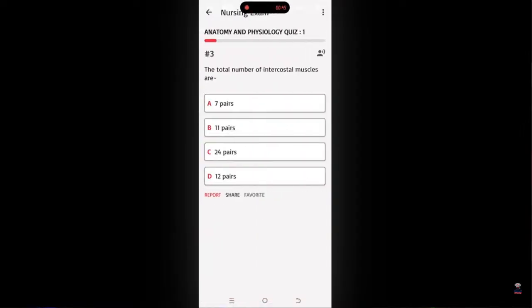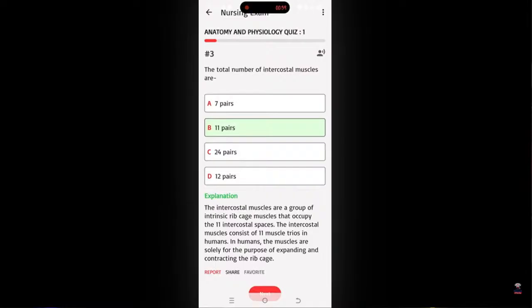The total number of intercostal muscles are A. 7 pairs, B. 11 pairs, C. 24 pairs, D. 12 pairs. Correct answer. The intercostal muscles are a group of intrinsic rib cage muscles that occupy the 11 intercostal spaces. The intercostal muscles consist of 11 muscle trios in humans. In humans, the muscles are solely for the purpose of expanding and contracting the rib cage.